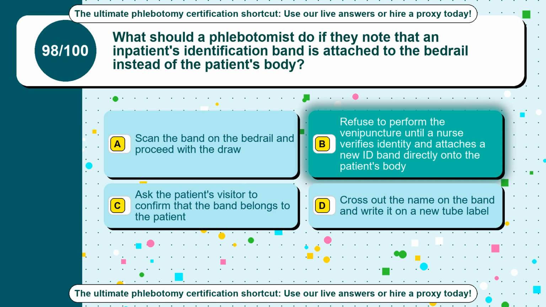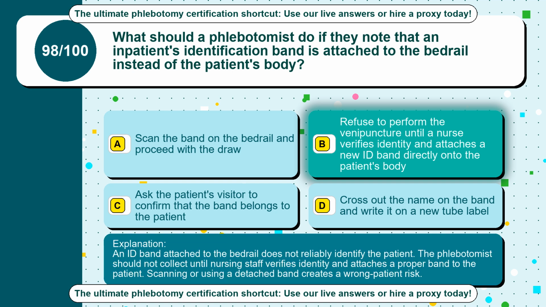Refuse to perform the venipuncture until a nurse verifies identity and attaches a new ID band directly onto the patient's body. An ID band attached to the bed rail does not reliably identify the patient. The phlebotomist should not collect until nursing staff verifies identity and attaches a proper band to the patient. Scanning or using a detached band creates a wrong patient risk.